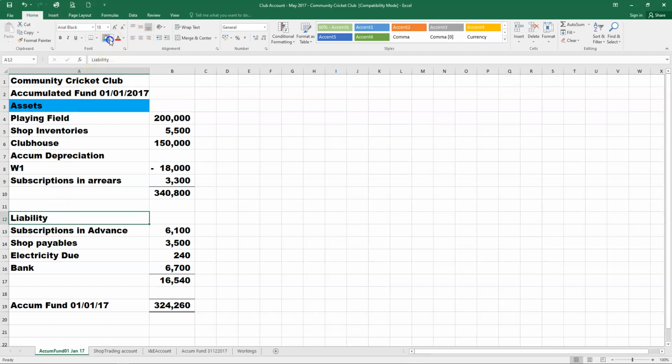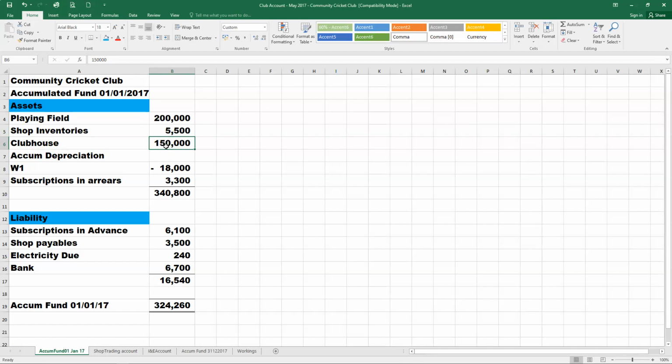And we have our assets and we have our liabilities. So if you just go down through your question, we've got our playing field first, which is 200,000, and our playing field is an asset. Shop inventories 5,500, so inventories always an asset. Then we've got a clubhouse at cost, and we have a note one for that, 150,000. So our clubhouse can go in first, 150,000.